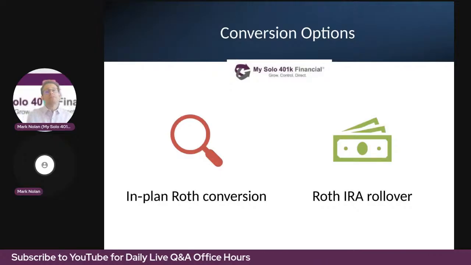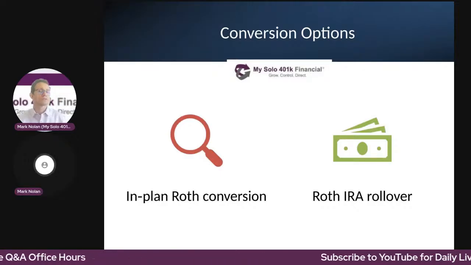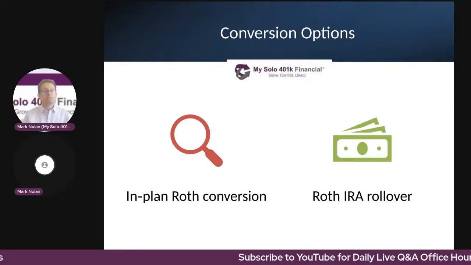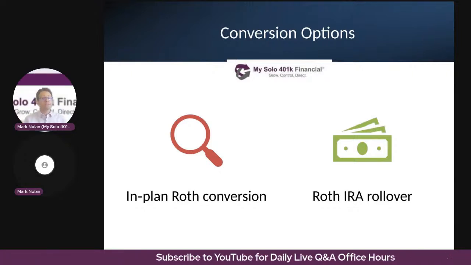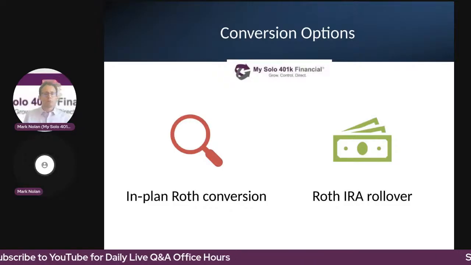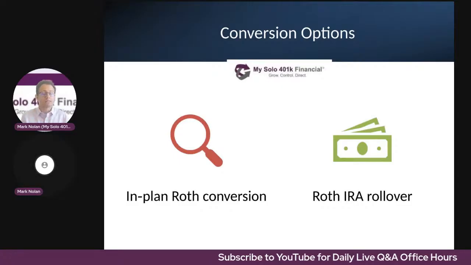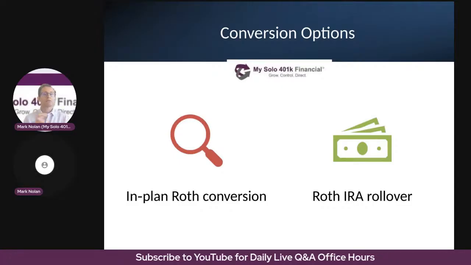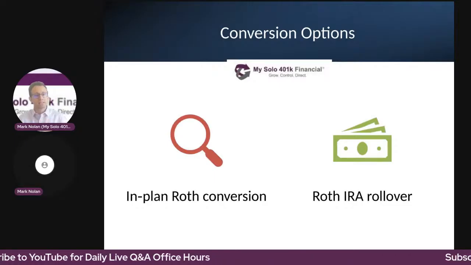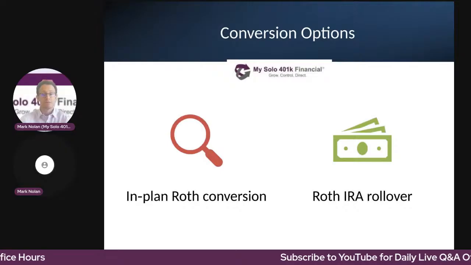For example, even though Fidelity Investments and Charles Schwab offer their own solo 401k, they do not allow for the Mega Backdoor Roth strategy, but they do provide what they refer to as non-prototype brokerage accounts for a solo 401k offered by My Solo 401k Financial, as well as other providers that does allow for the Mega Backdoor Roth strategy. And that's how you're able to do the Mega Backdoor Roth strategy, because the plan for My Solo 401k Financial is the one that allows for it.